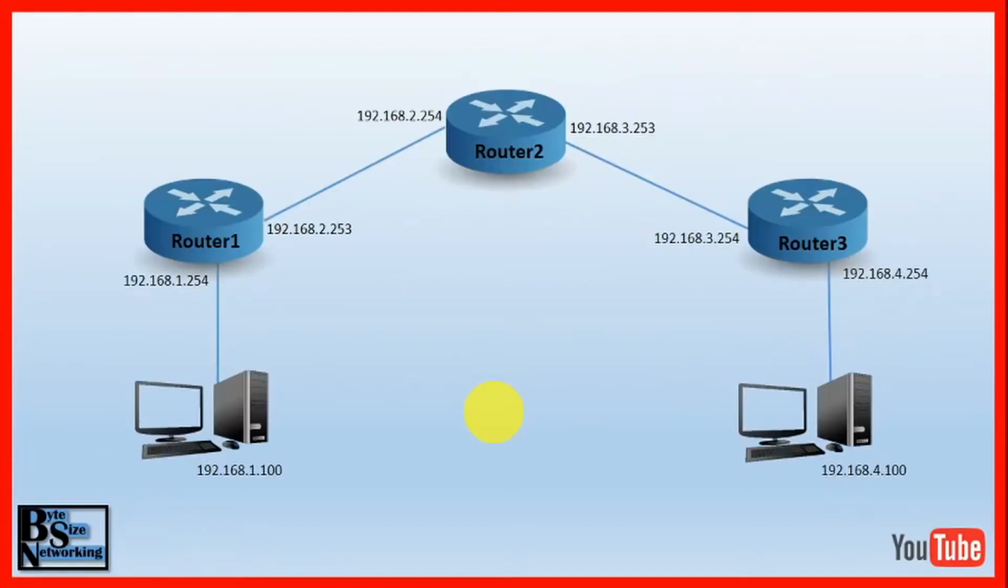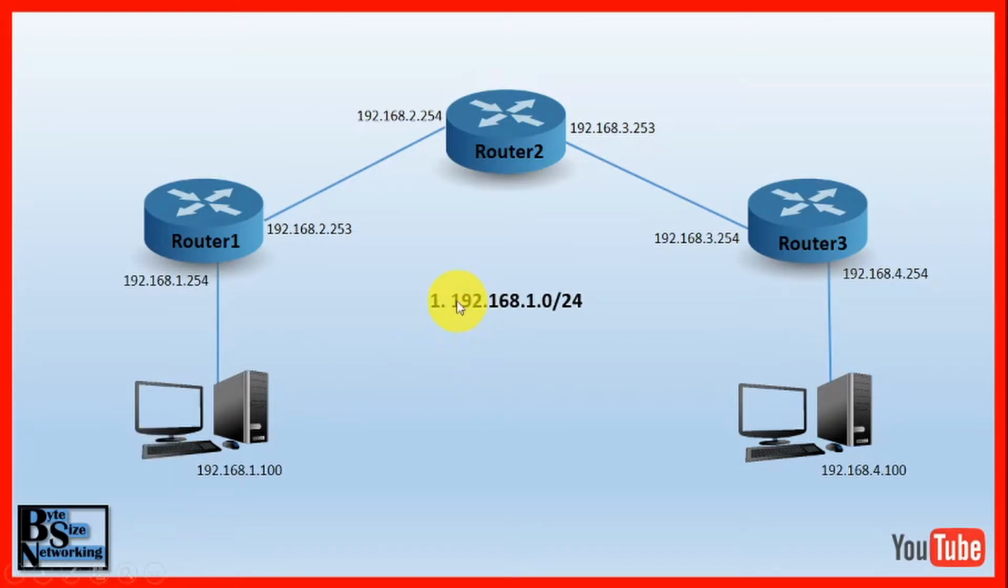Alright guys, in this example we have 4 different networks separated by 3 different routers. Our PC, which is located in the bottom right corner here, has an IP address of 192.168.1.100 and a default gateway of 192.168.1.254. So let's have a look at the 4 different networks I was referring to.